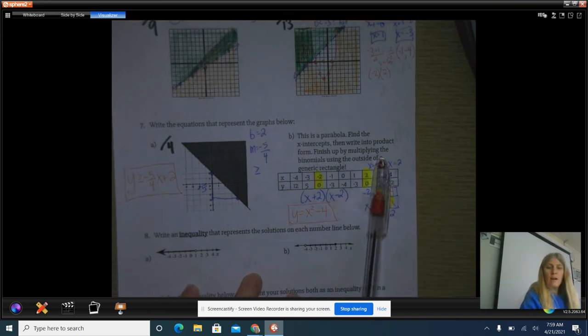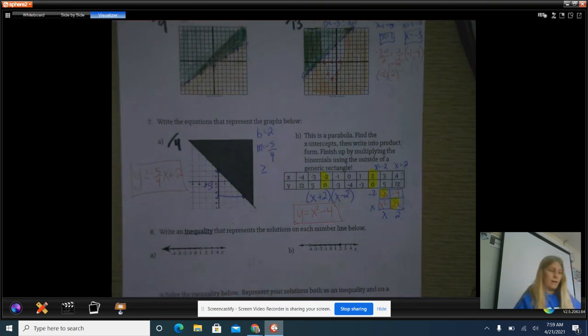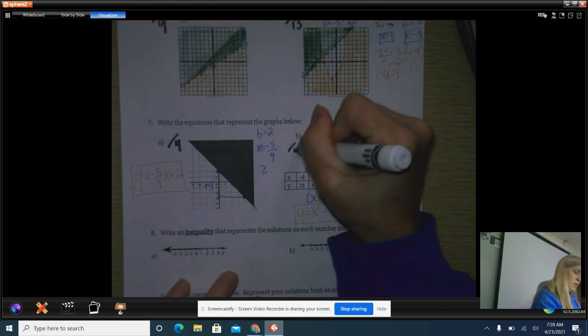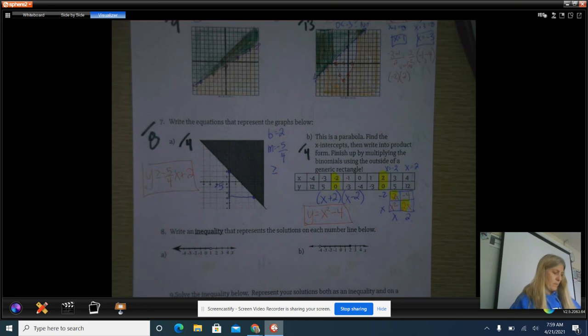Okay, so 1 point for pulling out your roots. Second point for product form. Third point for the outside of a generic rectangle. And the fourth point for getting that final answer correct. So that one is worth 4 as well, which means problem 7 is going to be out of 8.